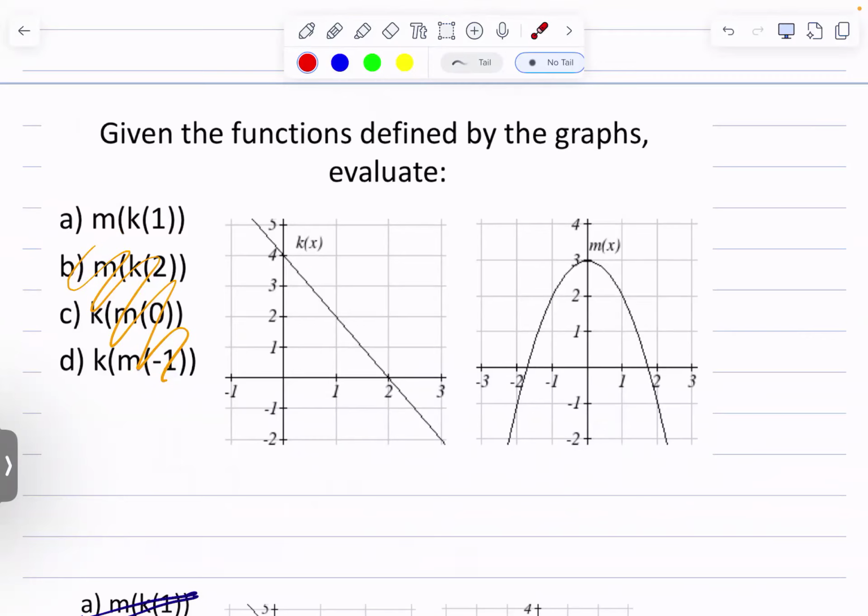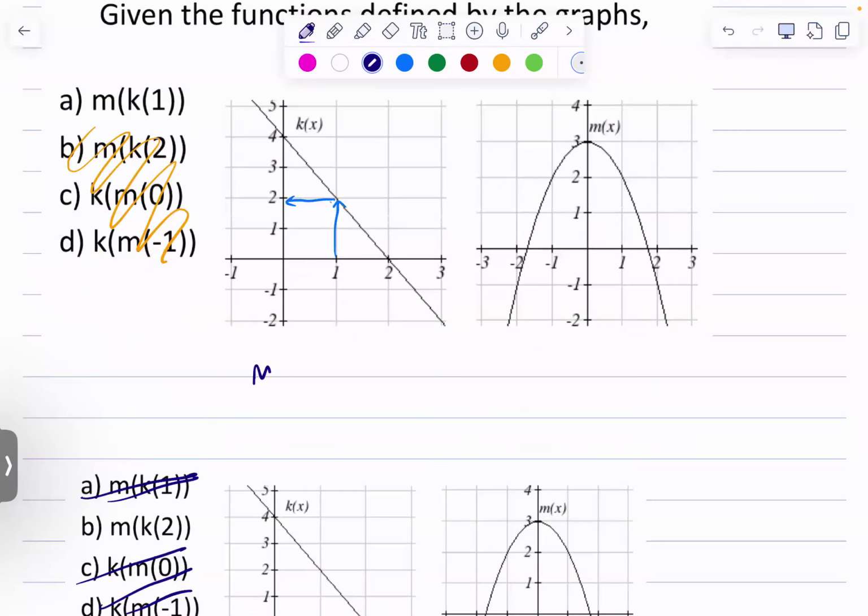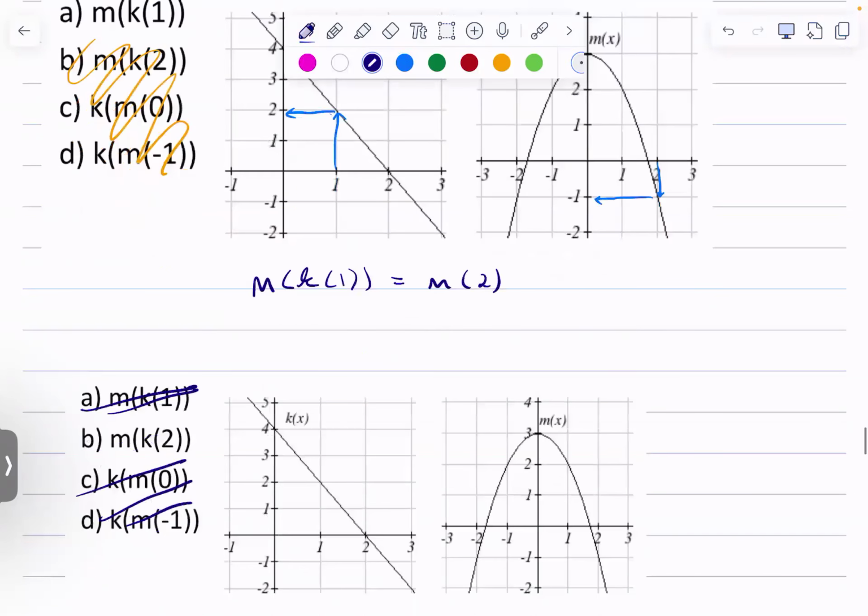So for our first one, we want to find m of k of 1, which means my inside function is k, so I want to be on this graph, and my input is 1. I get an output of 2. So k of 1 is 2. M of k of 1 is m of 2. Now my function is m, and my input is 2. And now I go from here, and it looks like I'm at -1.